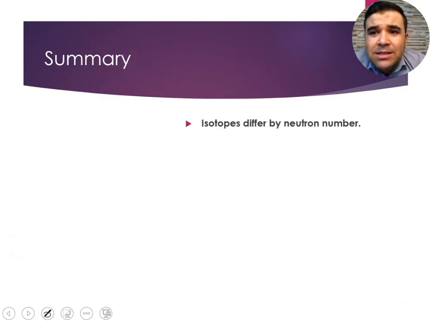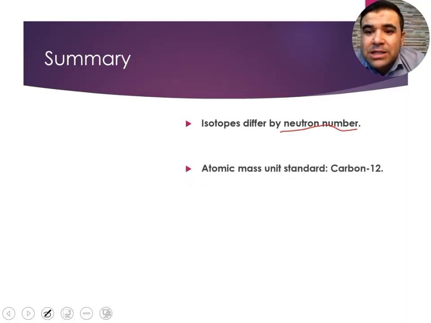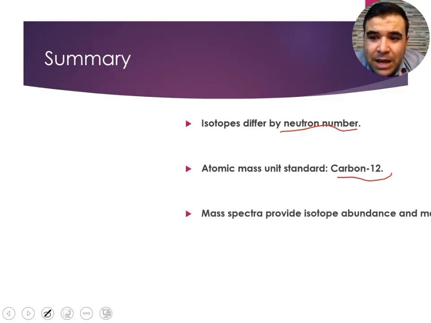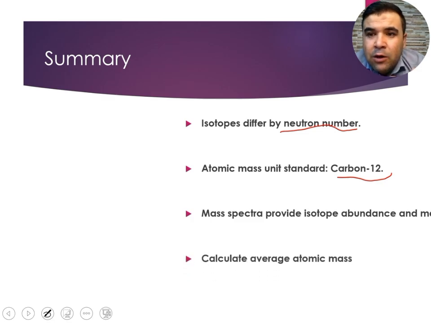In summary, guys, we should know that isotopes differ by the number of neutrons, and the atomic mass unit standard is carbon-12. Mass spectra provide the isotope abundance of an element, and we should be able to calculate the average atomic mass by the provided equation.